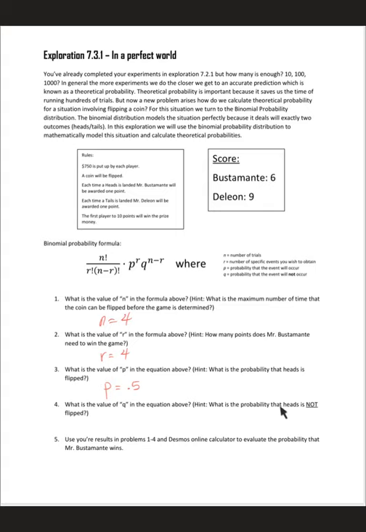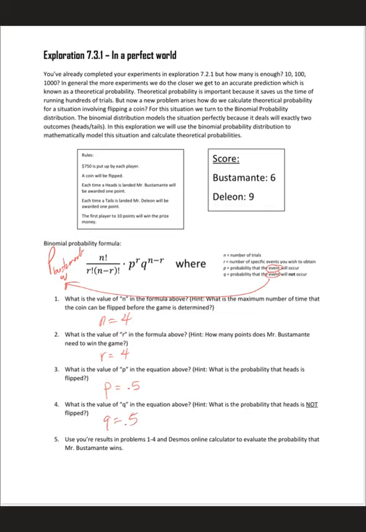So Q is the probability that heads is not flipped, right? So the event will not occur, because the event we're talking about is the probability of Bustamante winning, right? Whenever I say event up here, because it could be confusing, that's the probability of me winning. So the event is Mr. Bustamante winning. So the probability that heads will not be flipped, that would just be tails, right? So Q would be 50% as well.